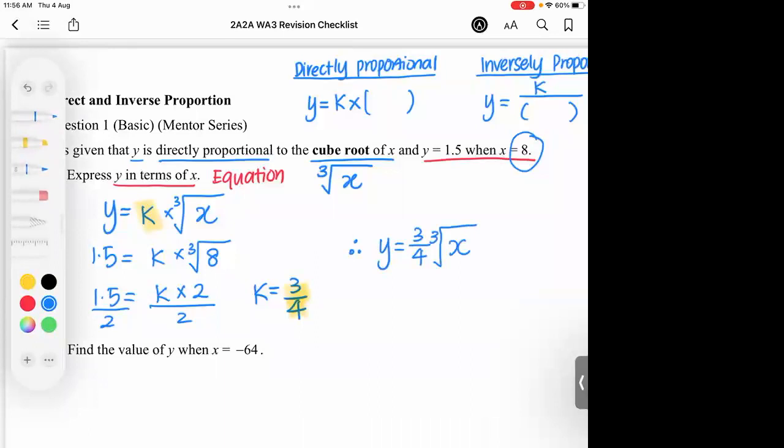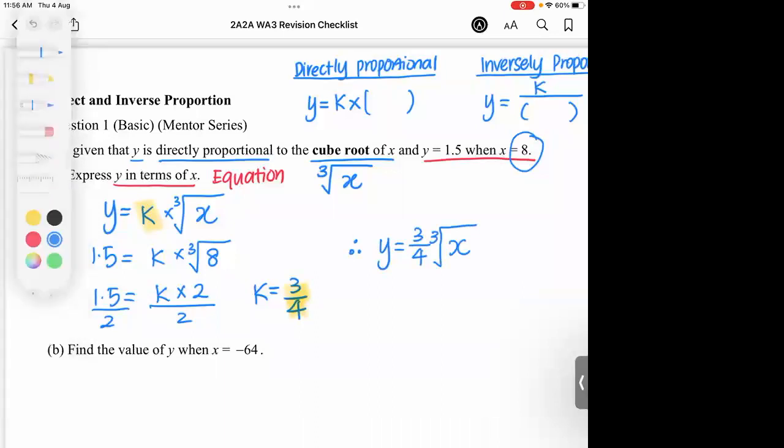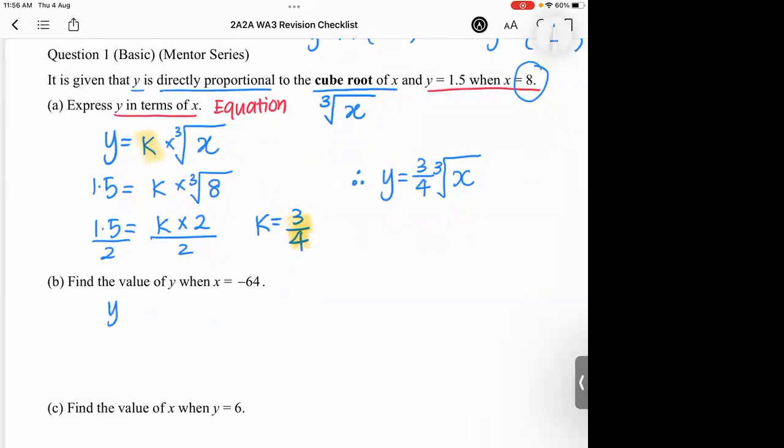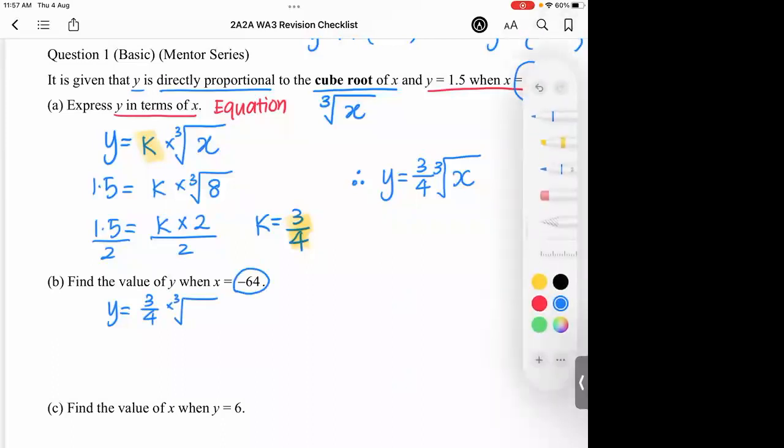Okay. Then now I'm going to use this equation, y equals 3/4 times the cube root of x. They tell me find the value of y when x equals -64. So now this number over here is going to change to -64. Then I leave everything to my calculator, get the answer.